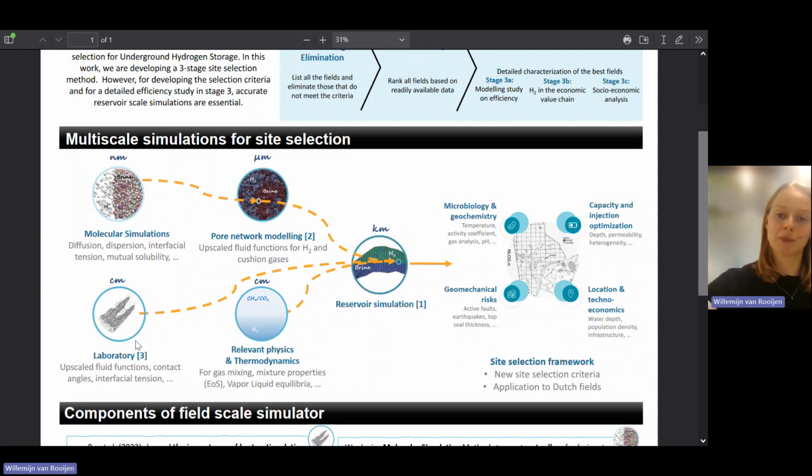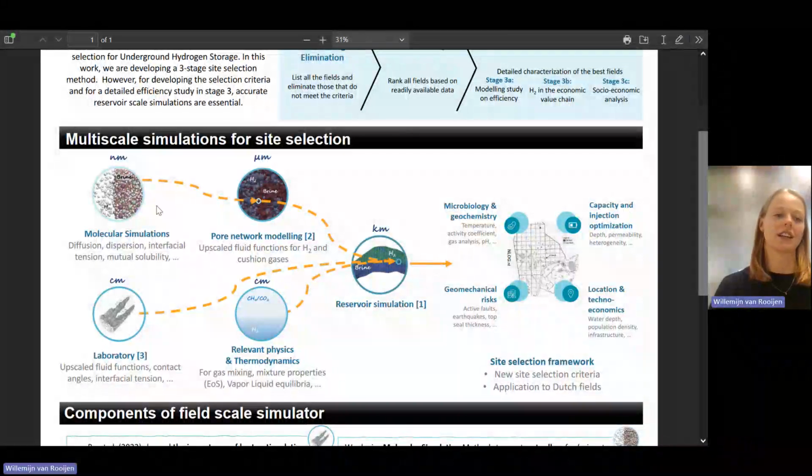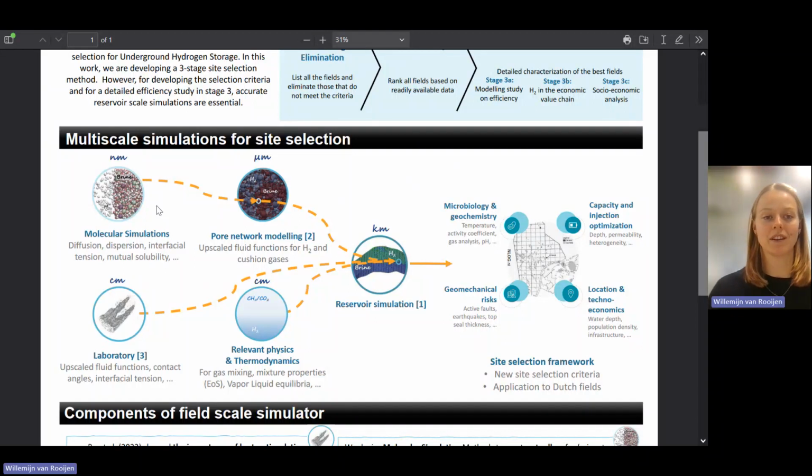So I want to highlight a few components of our reservoir scale simulator. The first component I want to look at is the input of molecular simulations. In these types of simulations, we look at the movement of individual atoms. And from the movement and the interactions that these atoms or molecules have, and the force fields that they use, you can gain a lot of interesting data like diffusion, dispersion, interfacial tension. And you might think you can also measure this in the lab, and that is true, and we definitely need this data for validation.